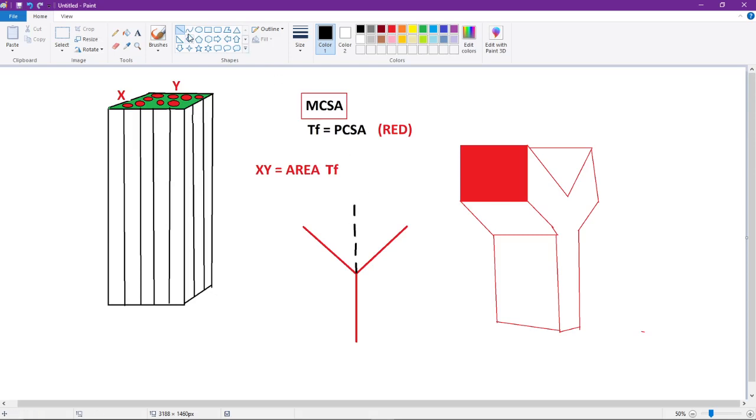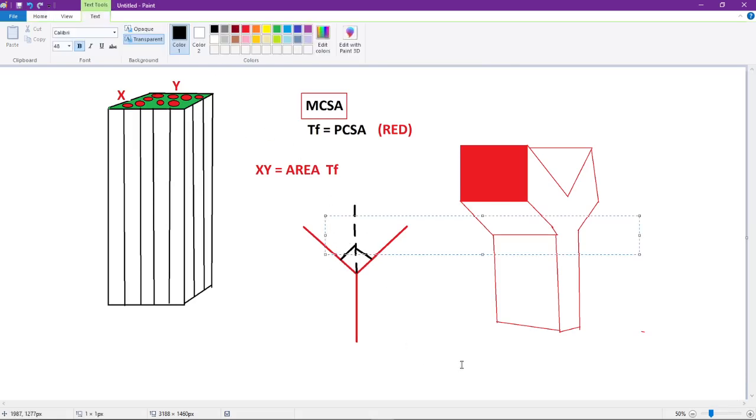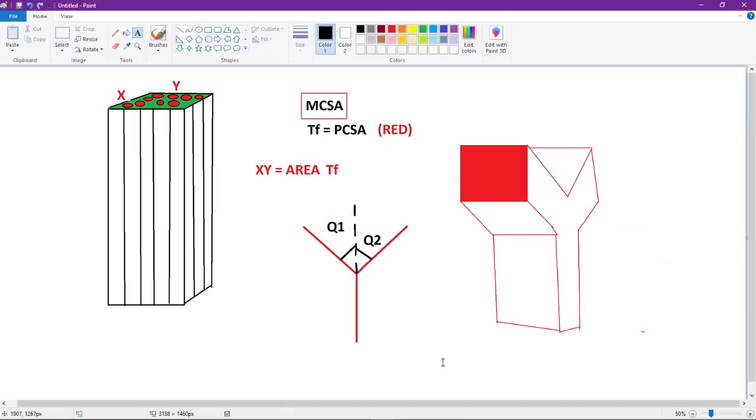Okay, now what is the angle of pinnation? So this angle is the angle of pinnation of one side, and this is the angle of pinnation on the other side. So this can be taken as theta 1. I am just taking Q as theta here. So it will be theta 1, and here will be the theta 2 angle. Now this angle of pinnation is very, very important for the tensile force generation.